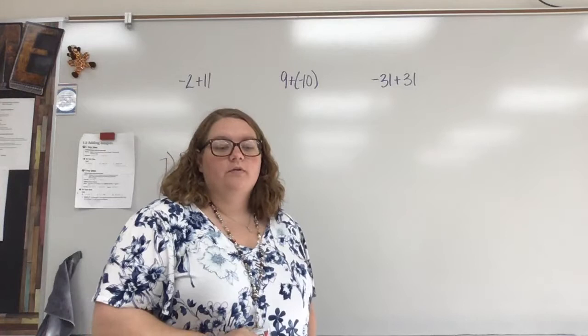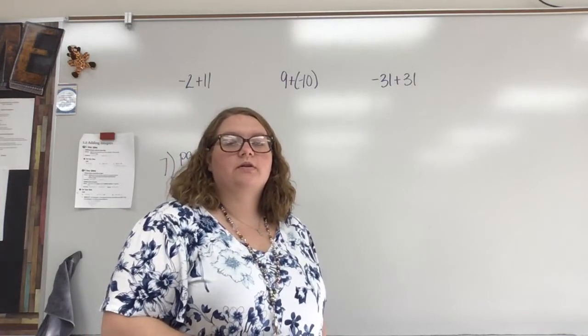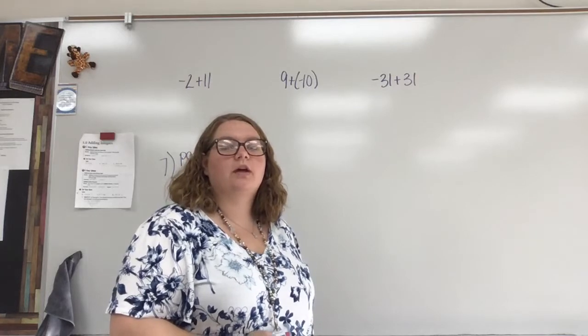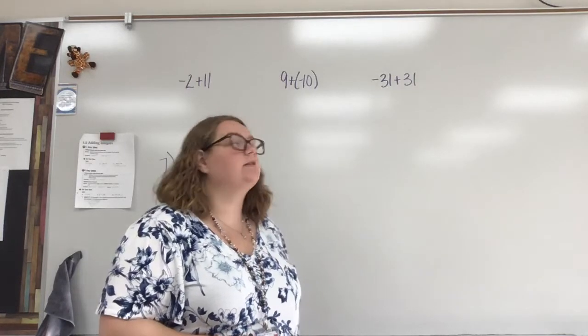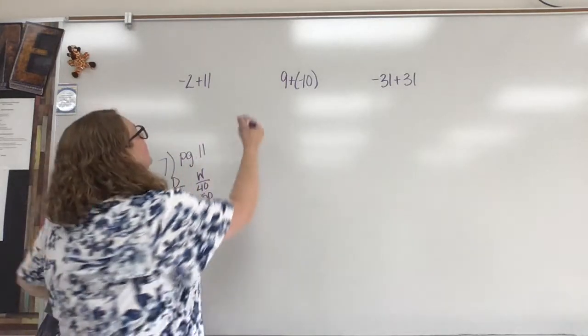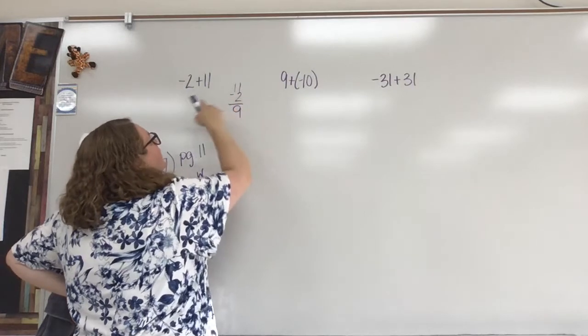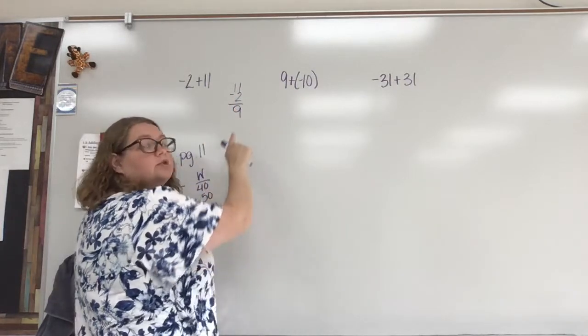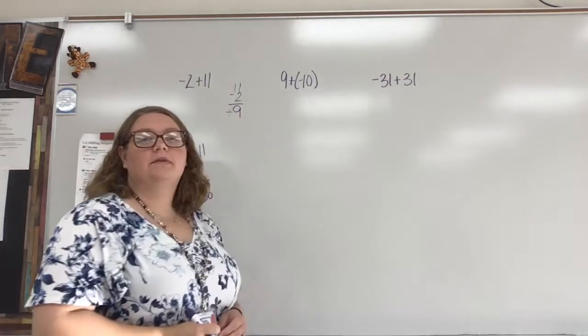Now that you've had a few minutes to look over numbers 4 through 7, let's go ahead and talk about those together. So you'll see here in number 4 that the two integers have opposite signs. So we're going to start by subtracting. 11 take away 2 is 9. We're going to keep the sign of the larger number, which in this case is a positive. So our answer would be positive 9.